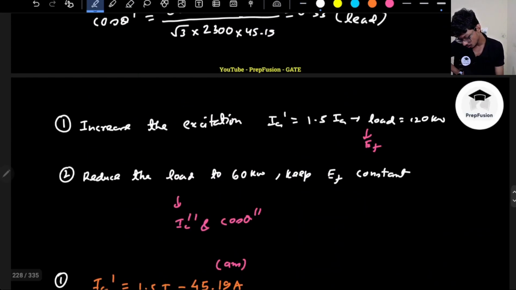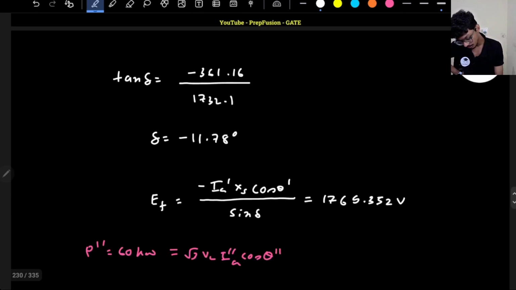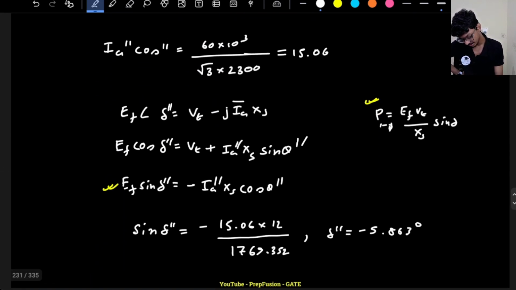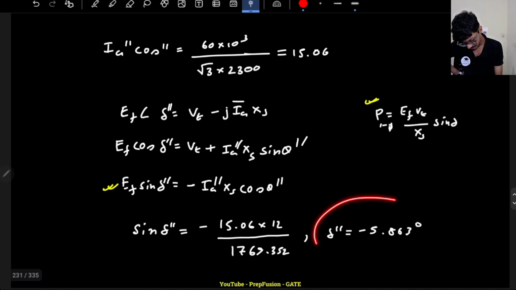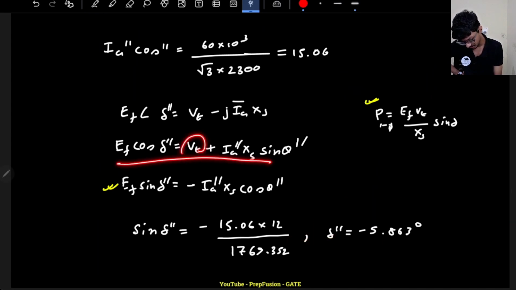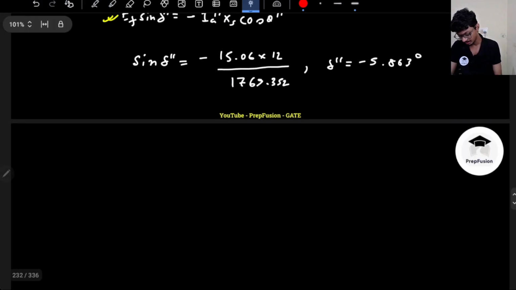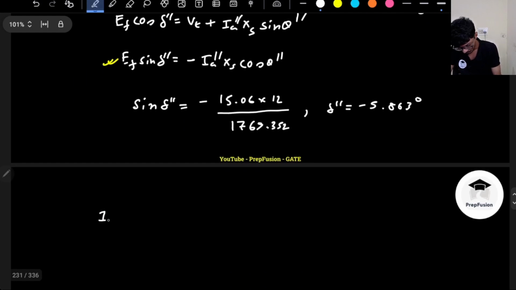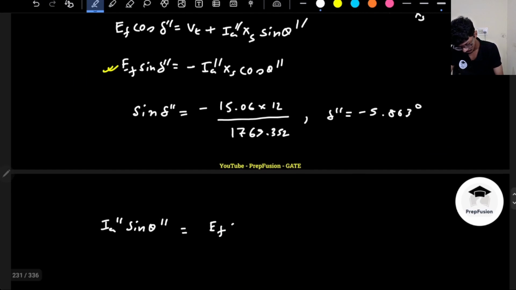What have they asked? They have asked the new armature current and power factor, right? So now with this I can easily find out the armature current and power factor. How? I can replace this delta dash in this equation. I know what is VT, I know what is EF, I know what is cos delta dash. From here I can easily find out IA double dash sin theta double dash. It will be basically (EF cos delta double dash minus VT) divided by XS.